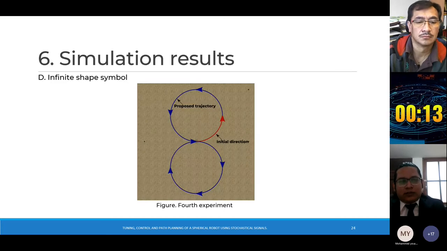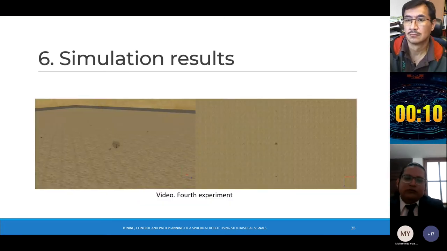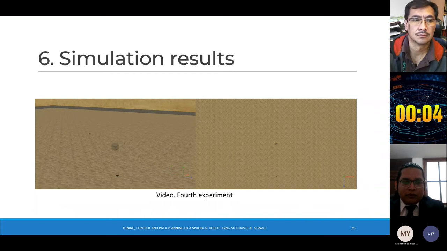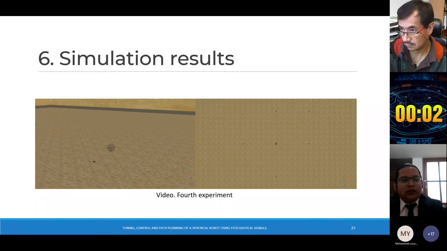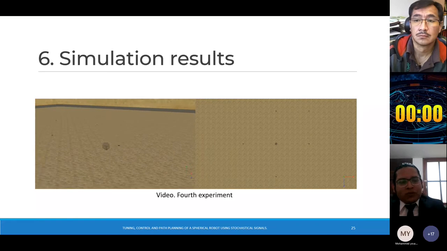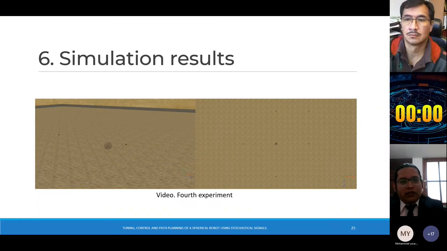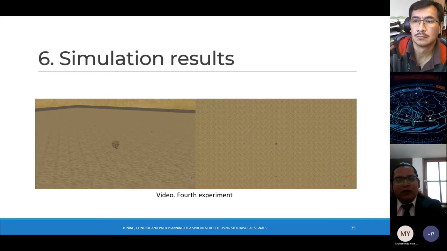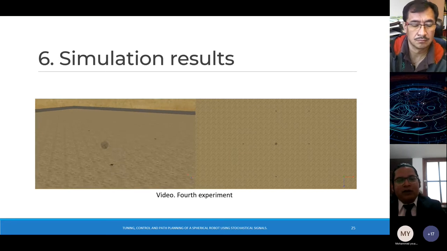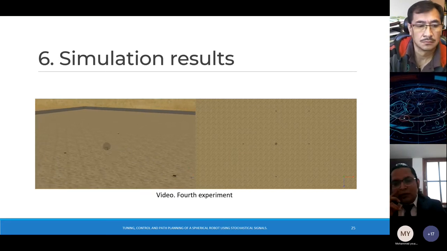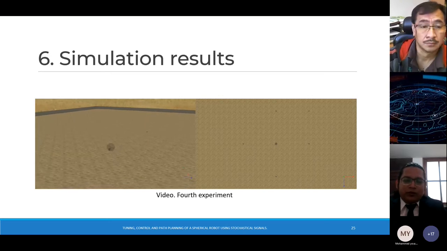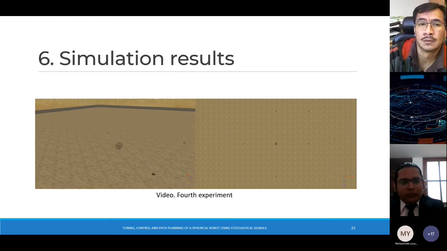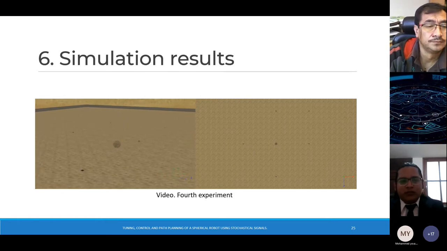So the last is an infinity shape symbol where we are performing four elementary trajectories. So here the difficulty of the system is that the pendulum has to change the inclination from a positive value to a negative value, where we have a disturbance that the controller is capable of dealing with. So we are reaching all the points that we are proposing and reaching the initial position.